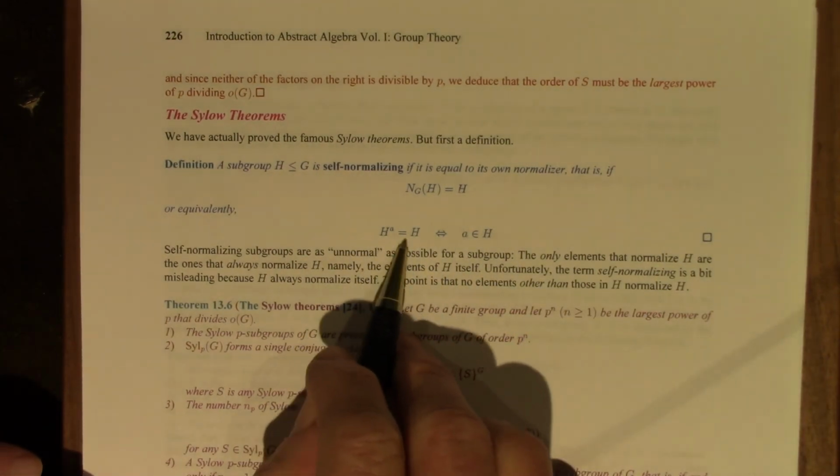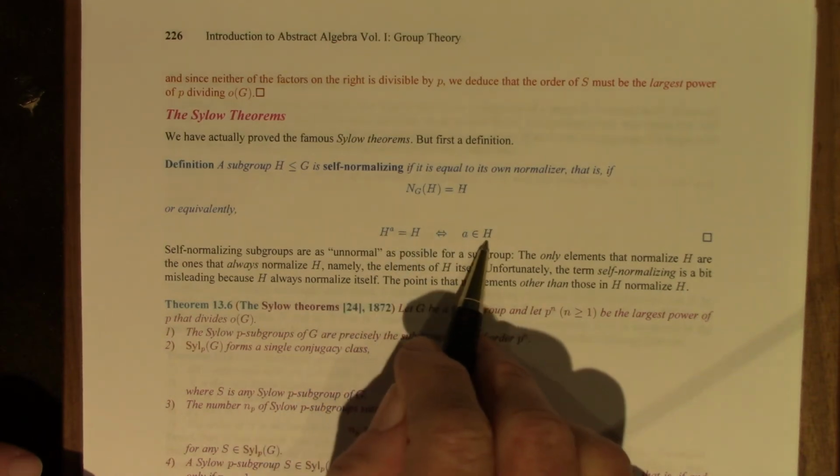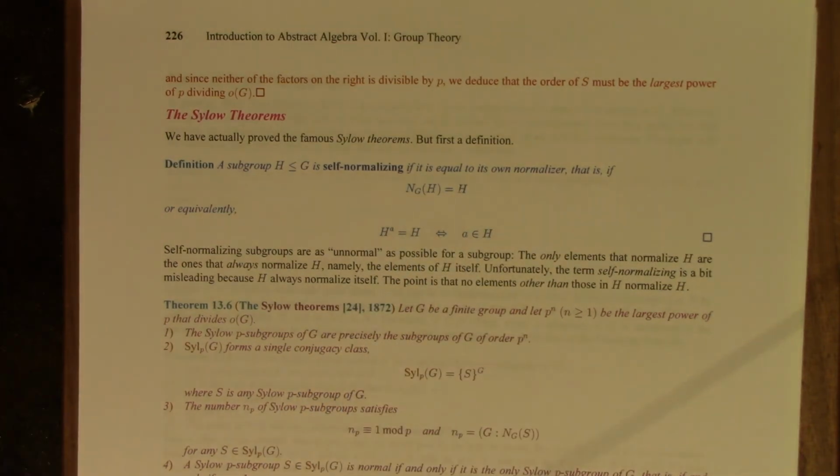So H^a is equal to H if and only if a is in H. Self-normalizing subgroups are as unnormal as possible for a subgroup. Their normalizer is no bigger than the subgroup itself.